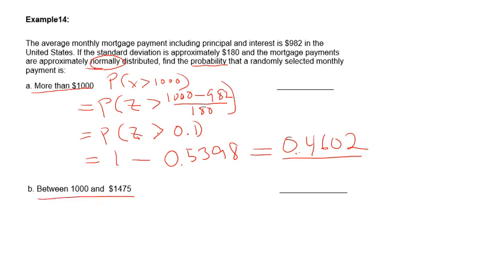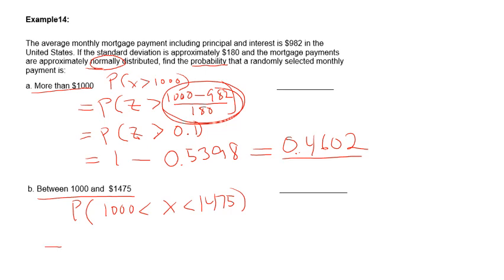Between 1,000 and 1,475. But once again, we're talking something normally distributed, a member of the population. So between 1,000 and 1,475, once again, you're going to get to the table. Now I'm going to skip this part here, but again, this is what we're doing here. We're subtracting 982, we're dividing by 180. Show yourself that your next step would be 0.1.